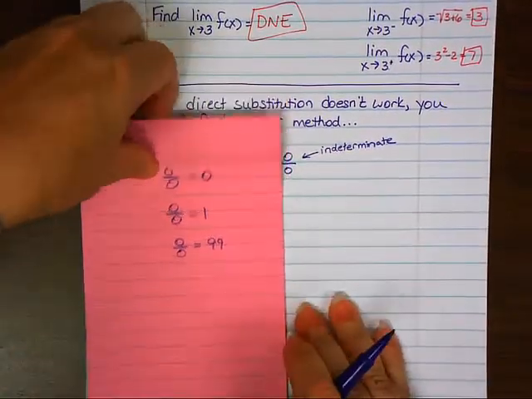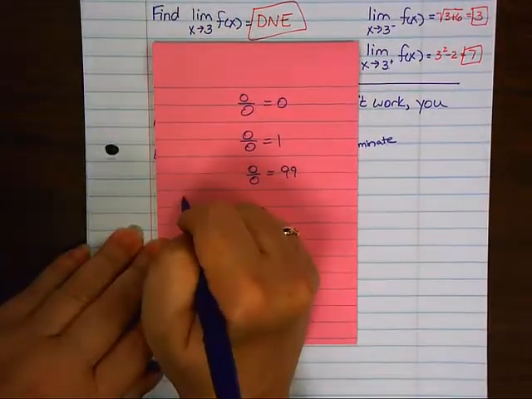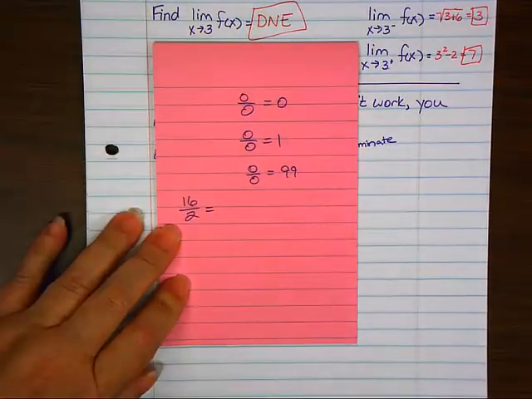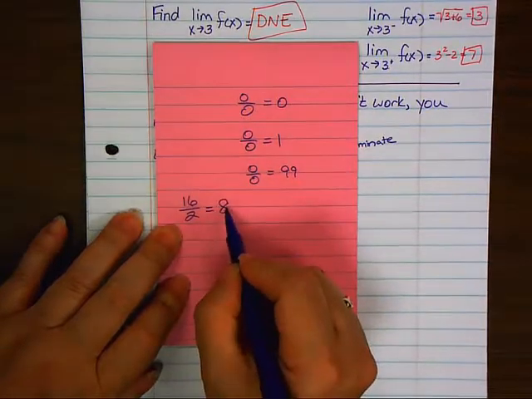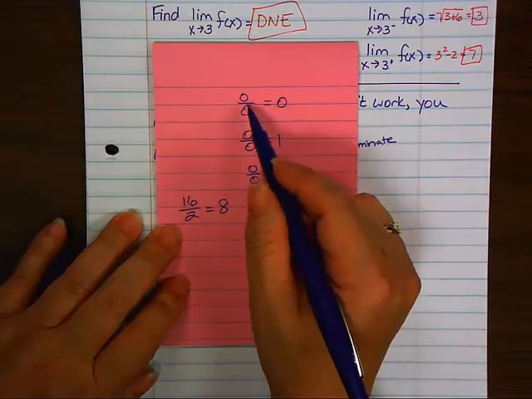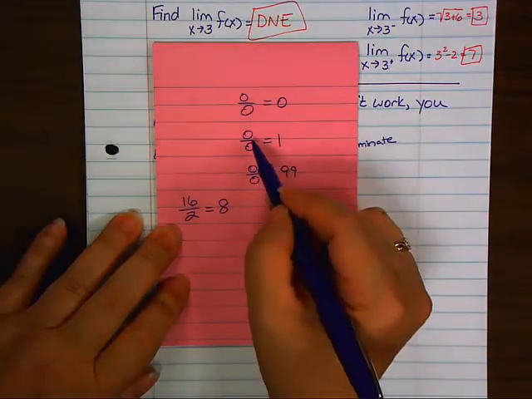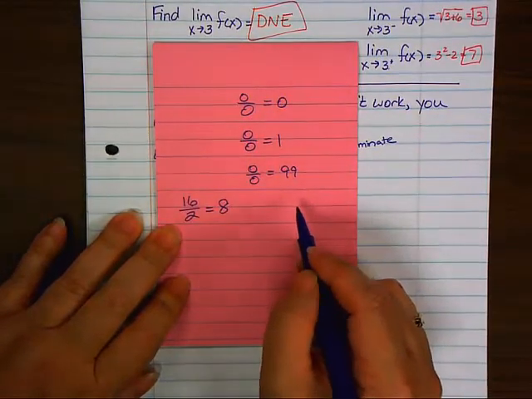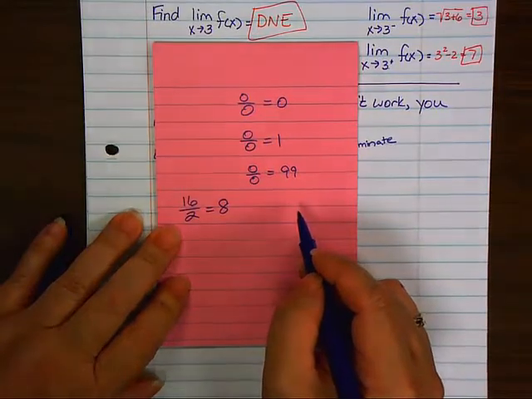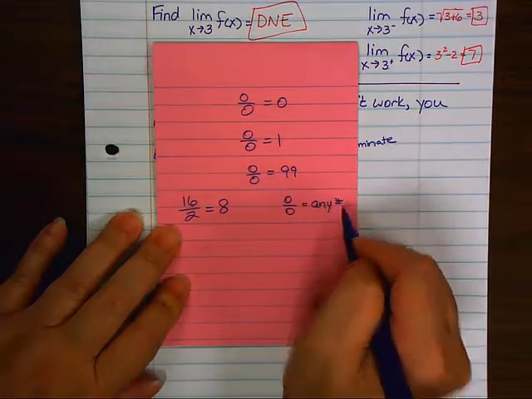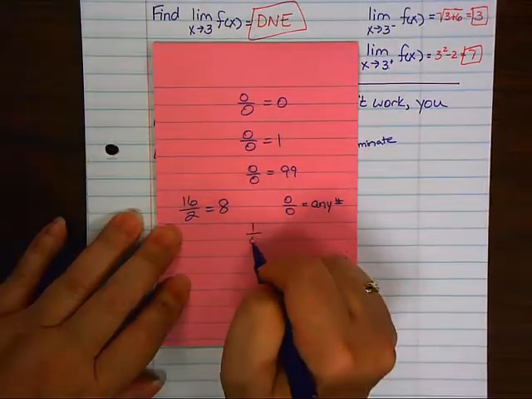Let me show you why. Just watch me. Okay? Look at that fraction right there. 16 divided by 2. What does that equal? Because the answer times the denominator equals the numerator, right? Look over here. Does 0 times 0 equal 0? Yeah. Does 1 times 0 equal 0? Yeah. Does 99 times 0 equal 0? Yes. Does anything times 0 equal 0? Yes. So basically 0 over 0 could be any number. Okay? I'm about to show you.